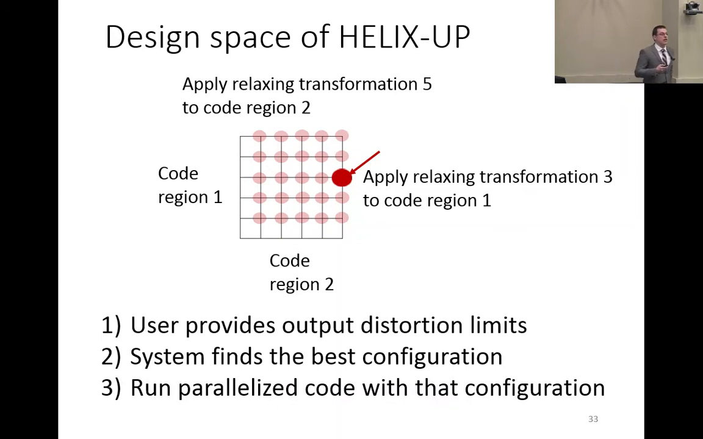Yes. Great question. There is a fundamental assumption I'm making, which is that we have representative inputs at compile time. For the benchmarks I looked at, this was the case. If this is not the case, then we have to be a little bit smarter than that, but we have a solution I'm going to describe in a second.